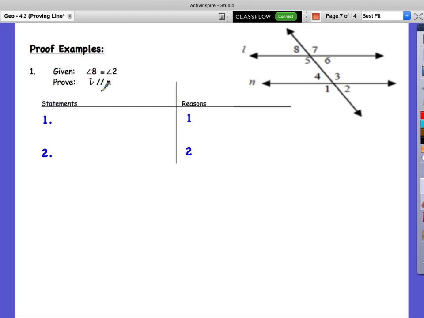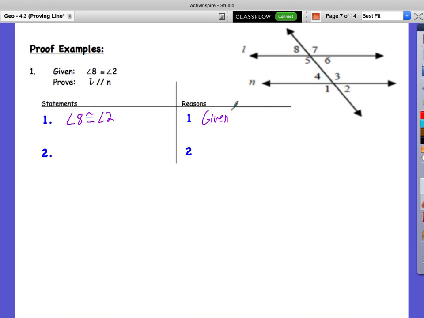Okay, what's our first statement? Angle 8 is congruent to angle 2. What's our first reason? Given. Given. Those are two freebies, aren't they? Is there another freebie here? Yes.